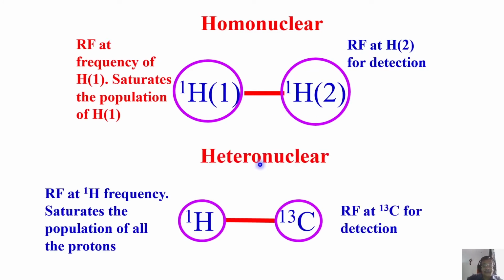The same thing you can do for the case of heteronuclear. As I said, with the entire proton region we apply broadband and saturate all the protons in such a way that this carbon will never couple to any of these protons. As a consequence, all the carbons appear as a single peak.